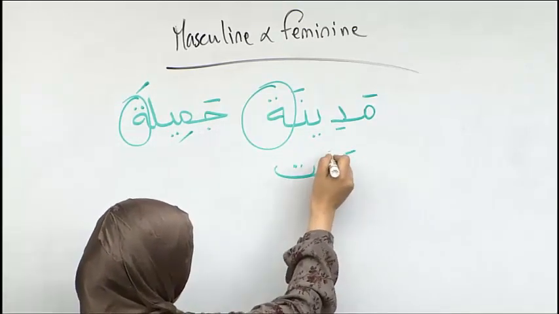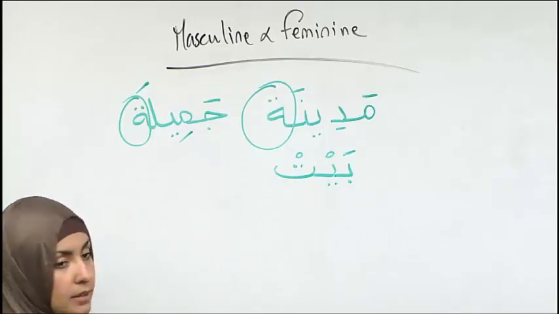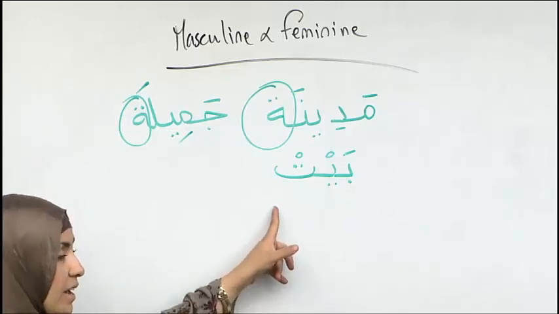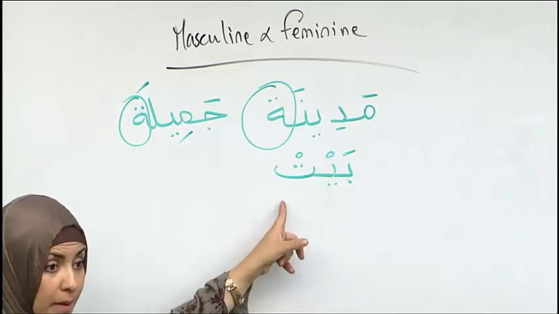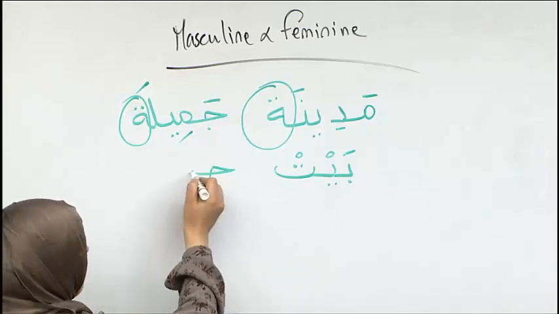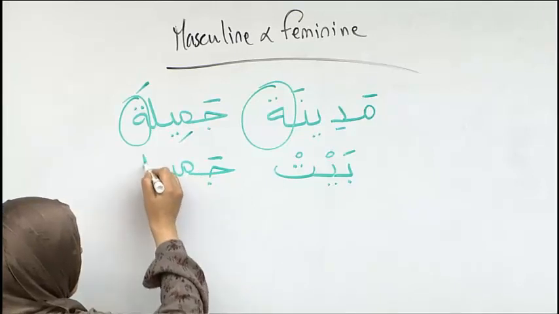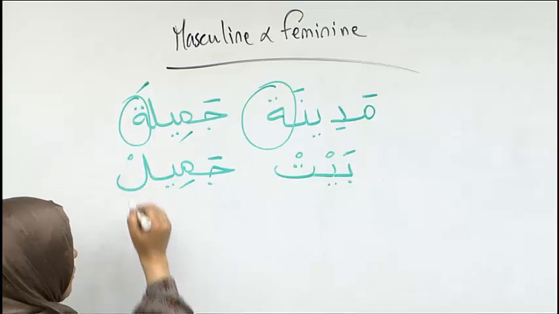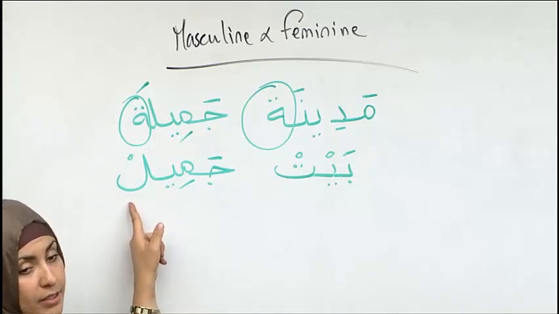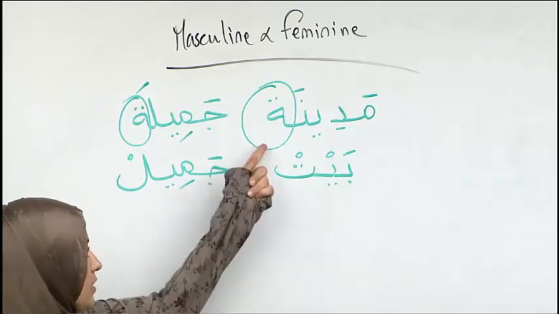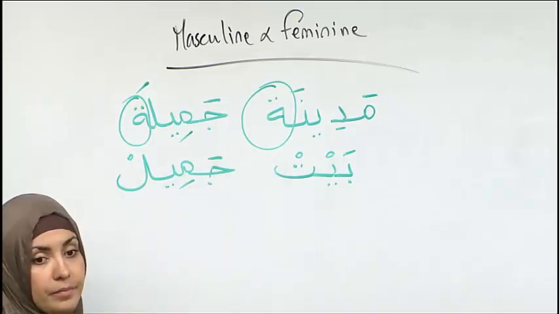Bait, what's bait? House. Is it masculine or feminine? Does it have a ta marbuta? No, it's masculine. I'm going to say a nice house: bait jamil. You see? It does not have a ta marbuta because that's masculine. This is feminine, this is feminine.